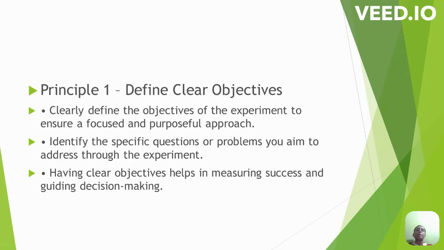Let me discuss principle 1. Define clear objectives. In define clear objectives, we will learn to clearly define the objectives of the experiment to ensure a focused and purposeful approach. Identify the specific questions or problems you aim to address through the experiment. Having clear objectives helps in measuring success and guiding decision making.